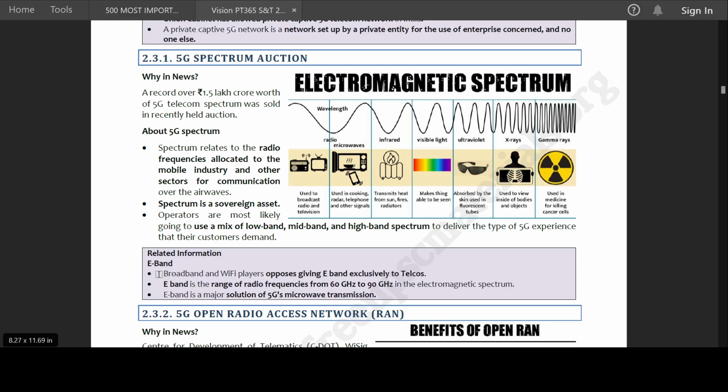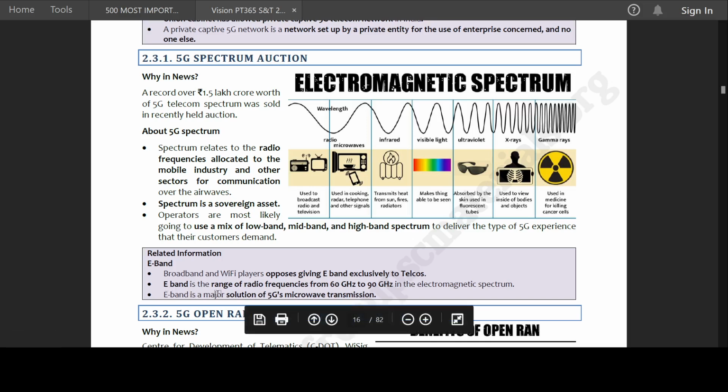E-band. Broadband and Wi-Fi players opposing giving E-band exclusively to telcos. E-band is the range of radio frequencies from 60 GHz to 90 GHz in the electromagnetic spectrum. E-band is a major solution to 5G's microwave transmission.